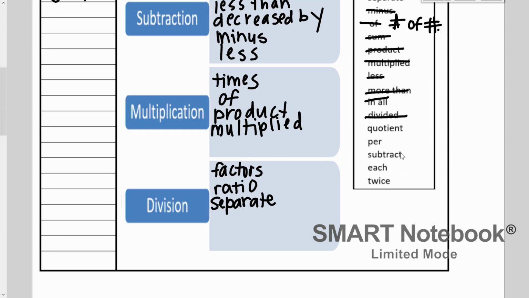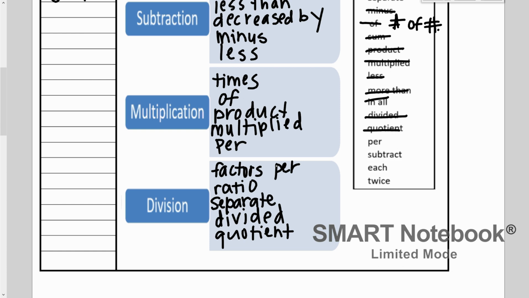Divided. Again, that's pretty straightforward. Quotient, remember, quotient is the answer to a division problem. Per, if I have like 10 pencils per student, and I've got 34 students, that could be multiply. Or if I have like 30 pencils and I want to know how many pencils per student, that could be division. So per could kind of be both depending on what the question is talking about.